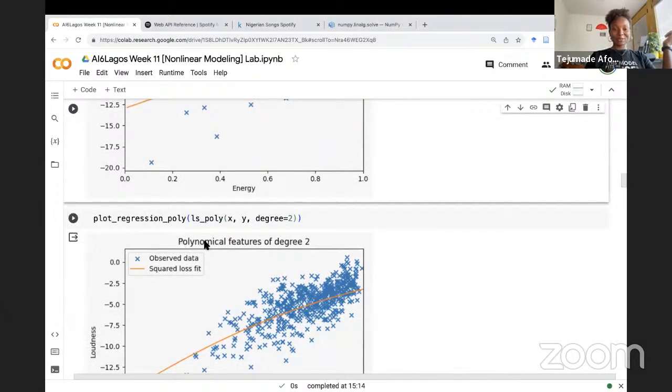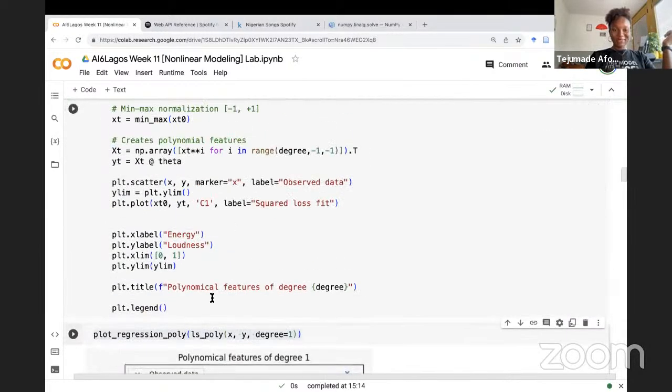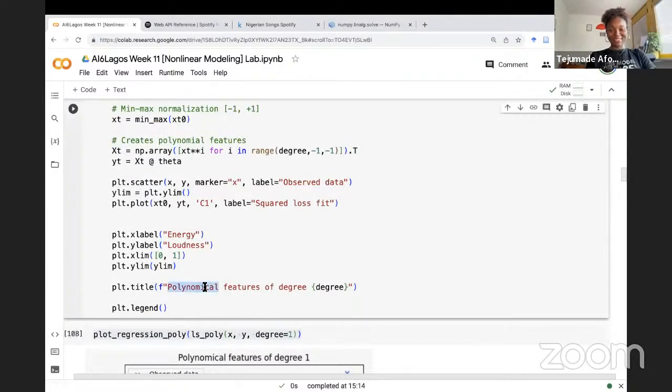I just realized I wrote polynomial. Polynomial. Oh my God, is that what was on the slide? No, I commented it out. Polynomial.